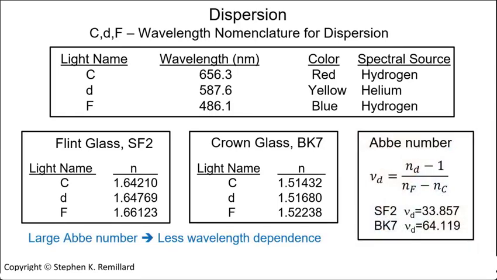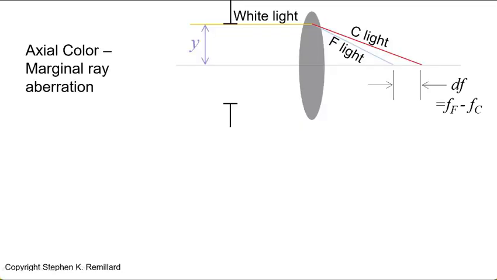The Abbe number is a measure of a glass material's dispersive power. If F-light and C-light are more different from each other, that is, more dispersive, then the Abbe number will be smaller. As you can see, the Abbe number of this particular flint glass is about half as large as this particular crown glass. So that sets us up to talk about chromatic aberration, which comes in 2 manifestations.